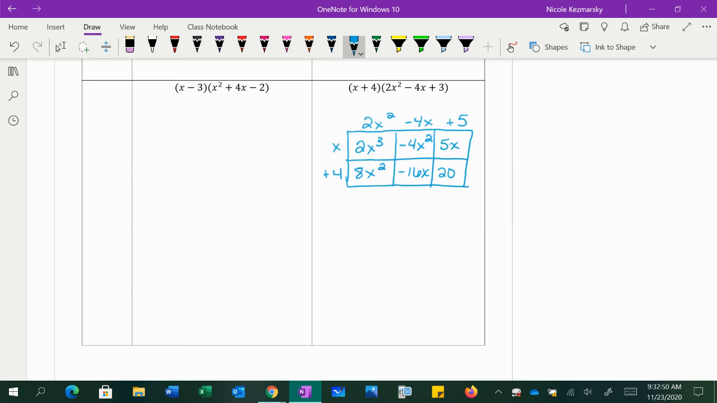If you look in the box, sometimes you can see a pattern with the like terms. Like there's a set of like terms right there. And there's a set of like terms right there. And so you may be able to add them before you even get them out of the box. So I have 2x cubed. In the box, I have 8 minus 4. So that's going to be plus 4x squared. And then I've got negative 16 plus 5, which is negative 11x plus the 20.